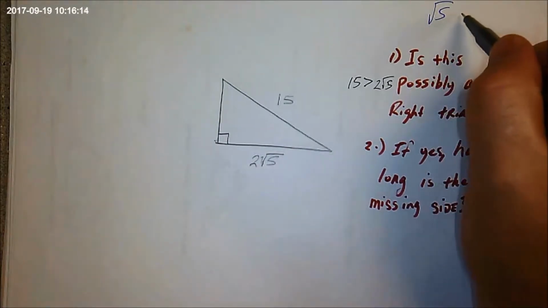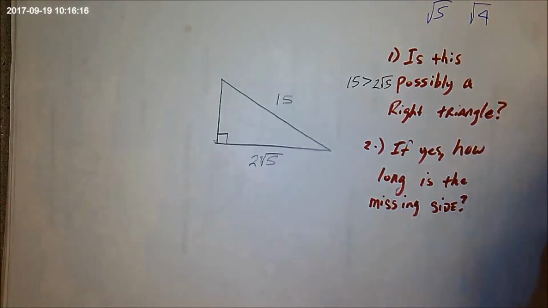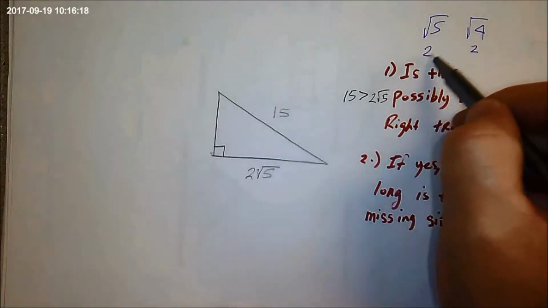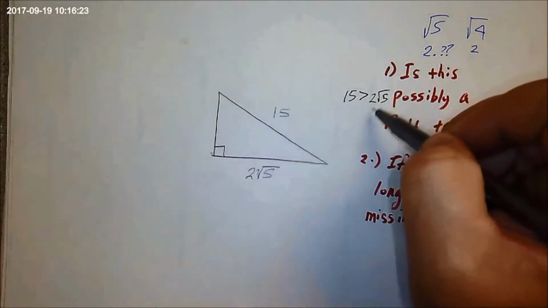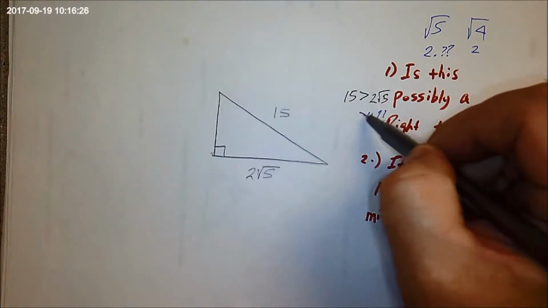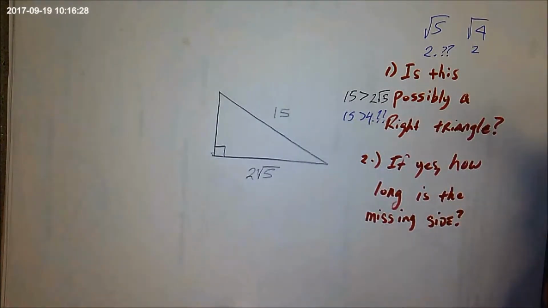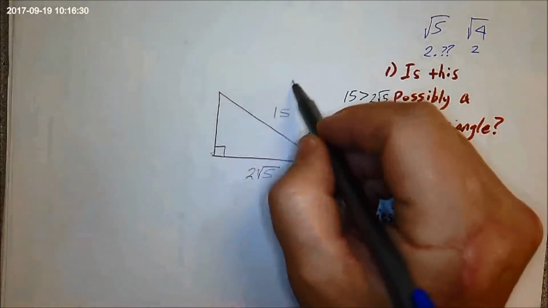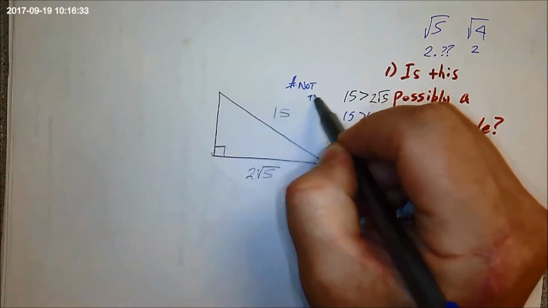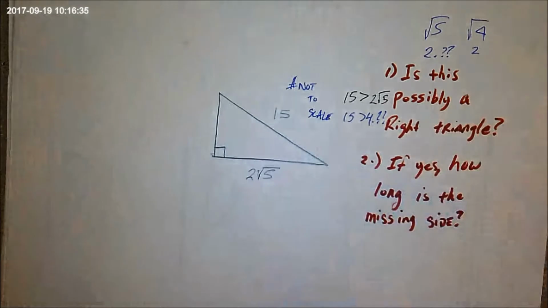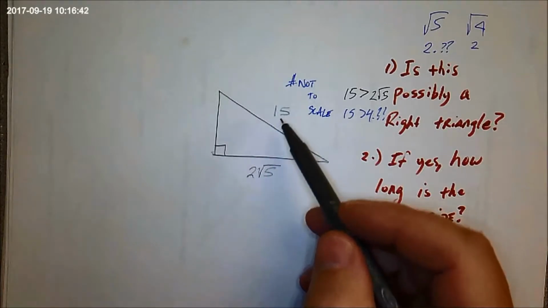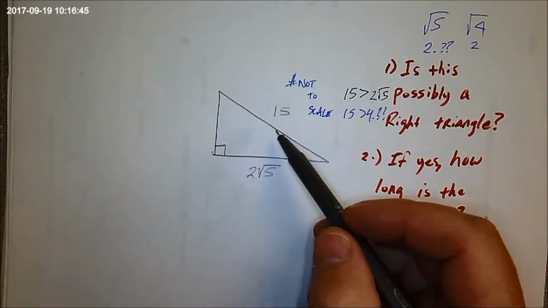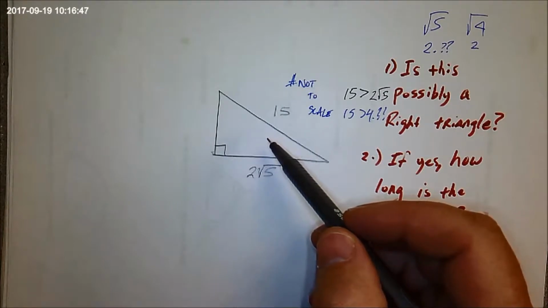The square root of 5, isn't that just a little bit bigger than the square root of 4? Yes. And the square root of 4 is 2, right? So this is going to be like 2 point something. Times another 2 is going to be 4 point something. 15 is way bigger than that, right? So this is probably a hashtag not to scale, correct? But it's possible that this is a right triangle. Like, that is definitely bigger than this. So that's the hypothesis. So we're good there.